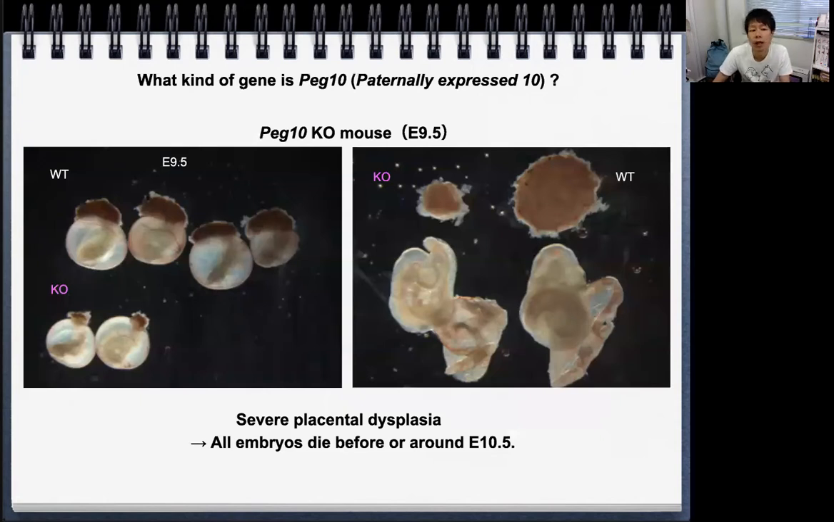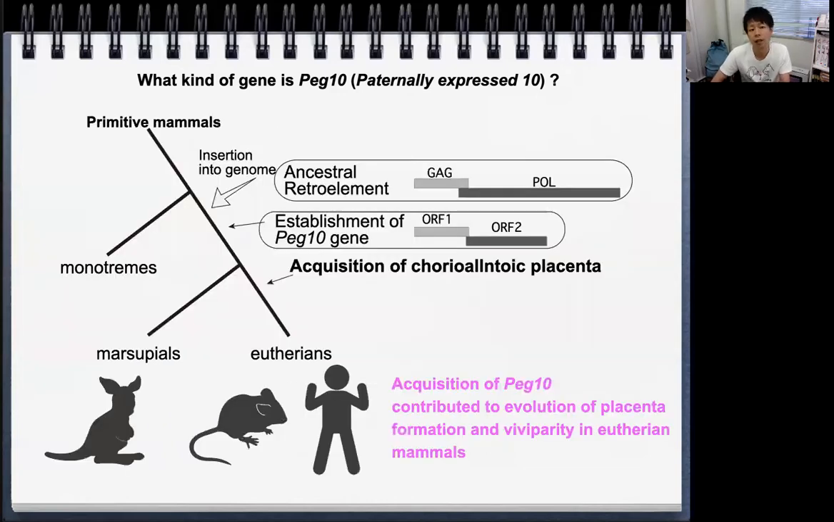To elucidate it, we generated RIKEN knockout mice and reported previously. As shown here, the knockout mice show severe placental dysplasia and all embryos die before embryonic day 10.5. Now, we are addressing the molecular mechanism of RIKEN involved in this early placental formation and would like to report it in the near future. This fact indicates that RIKEN was inserted in a common therian ancestor genome as a retrotransposon or retrovirus and evolved to a novel gene that is essential for placental development. This suggests that acquisition of RIKEN contributed to the evolution of placental formation and viviparity in eutherian mammals.